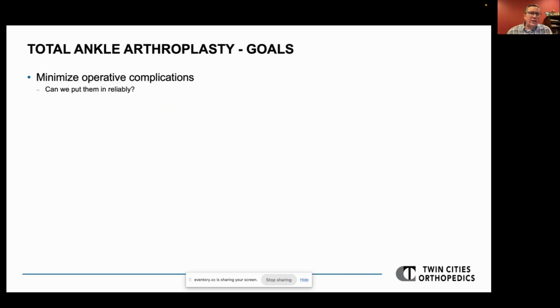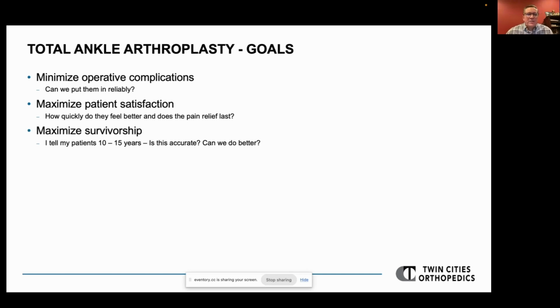So our goals of total ankle arthroplasty certainly are to minimize operative complications. Can we put them in reliably? Can we reliably put the implant in and reproduce our preoperative plan, minimize the risk of a surgical complication, and then maximize patient satisfaction? We want to make sure that patients get that functional outcome that we're looking for. Again, we have the bar of comparing against fusion. We want to make sure that our patients feel better, that they get the pain improvement and functional outcome that they're looking for, and that that pain relief and functional improvement is long lasting.